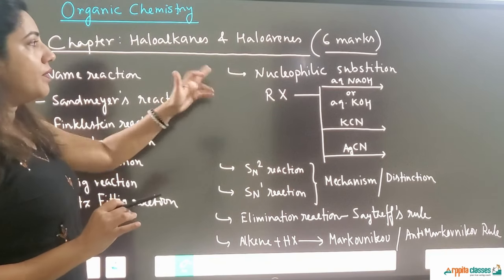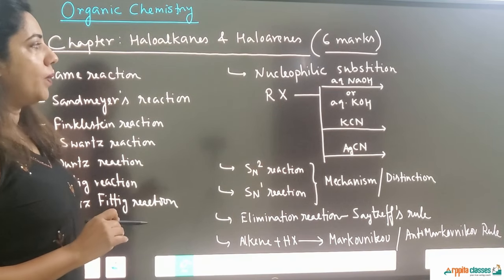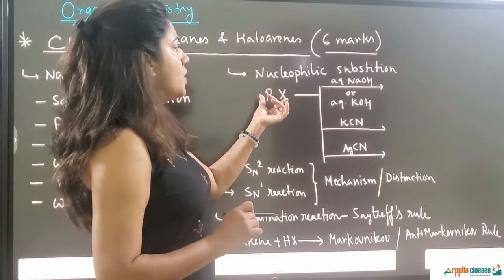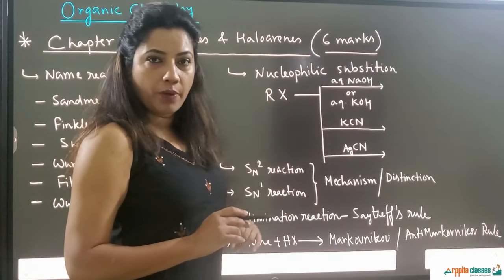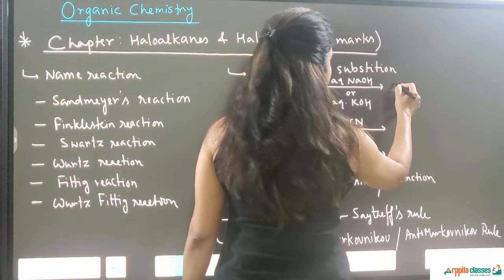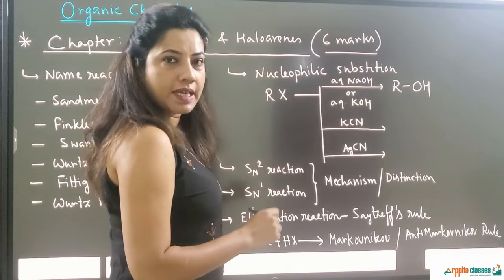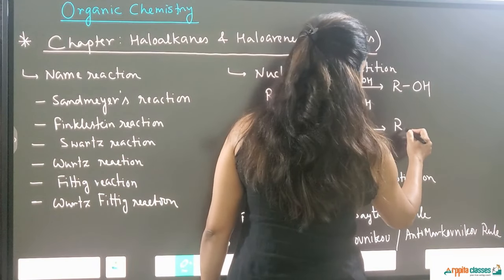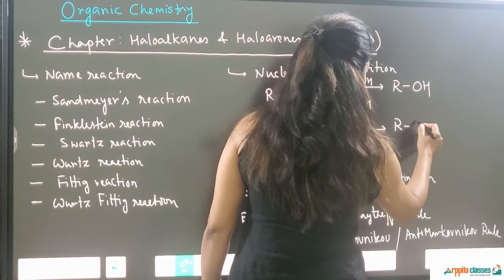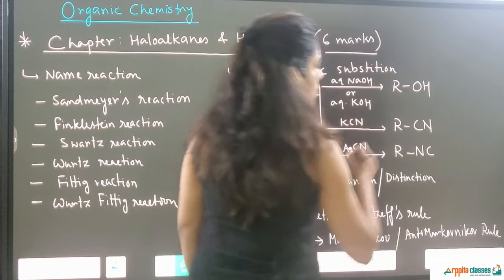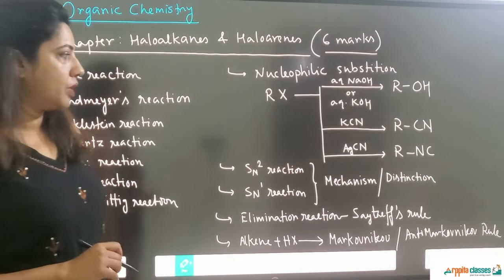Okay. Next we have nucleophilic substitution reaction for haloalkanes or haloarenes. So the reaction with aqueous NaOH, here you know that we get alcohol, ROH. Then we have the reaction with KCN, here we get RCN, and then we have the reaction with AgCN where we get isocyanide, that is RNC. So this nucleophilic substitution reaction you need to prepare.